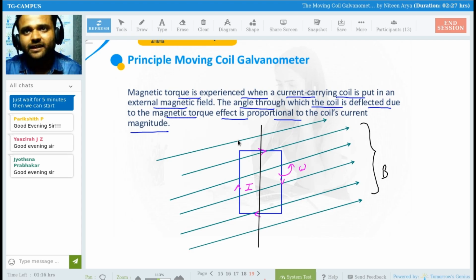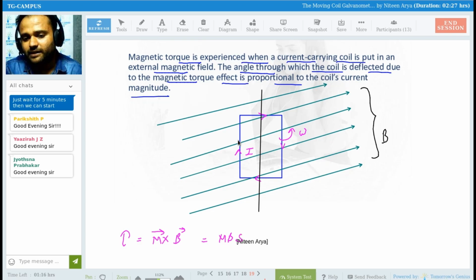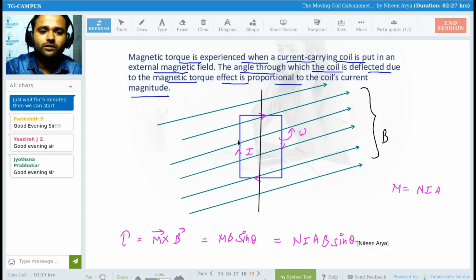And torque equals m cross B, which is NIAB sin theta. We already discussed this in the previous class, in the previous slides: torque is nothing but m cross B. M is the magnetic moment, so it gives you mB sin theta. You can put NIAB because M is the magnetic dipole moment, which is NIA. So that is NIAB sin theta, nothing more. That is your torque, and it is a vector quantity.